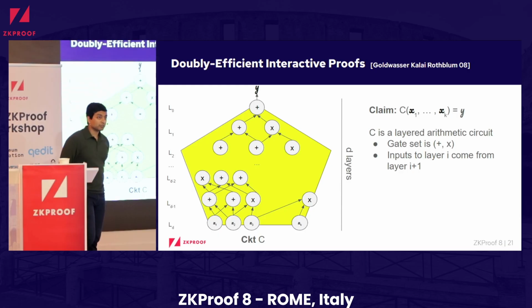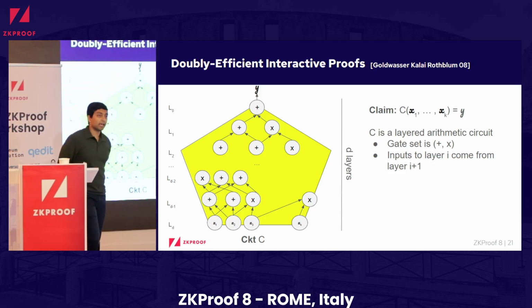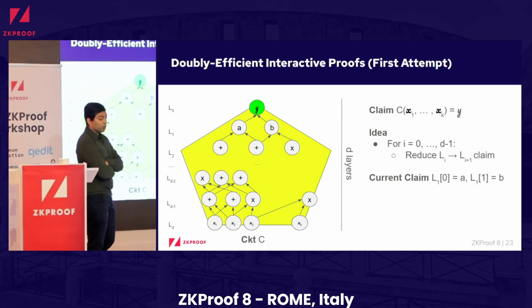So let's quickly review what GKR is, just so we can get on the same page. You have this layered arithmetic circuit. Inputs to layer i come from layer i plus 1. And we want to claim that C of x gives me y. So how do we do this as a first attempt? Well, I tell you that layer 0 is equal to y, and then I open up the inputs to layer 0 and say they are A and B.